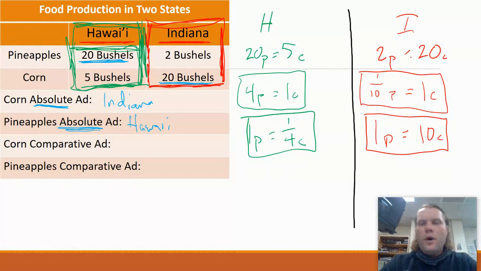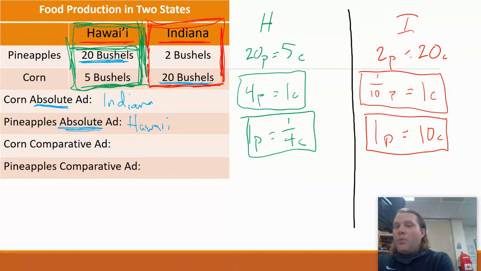Remember what these are showing us. This means that if I produce 1 unit of corn for Hawaii, I am giving up 4 pineapples. If I produce 1 unit of corn in Indiana, I'm giving up 1/10 of a pineapple. To figure out the comparative advantage between these two, you look at this number and this number. Whichever one is smaller is the comparative advantage. So Indiana gives up less pineapples to produce corn than Hawaii. Indiana has the comparative advantage in producing corn.